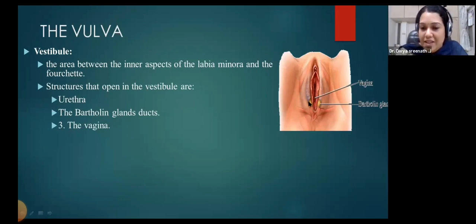This is the Bartholin's gland. The location should be remembered. It is situated between the upper two-thirds and lower one-third of the labia minora, and this is a small peanut-shaped gland. The duct is a small duct of about 1.5 centimeters, and the opening of the duct is also small, about 0.5. We cannot see it unless there is an infection. Only then can we see it. Otherwise, we cannot see it.